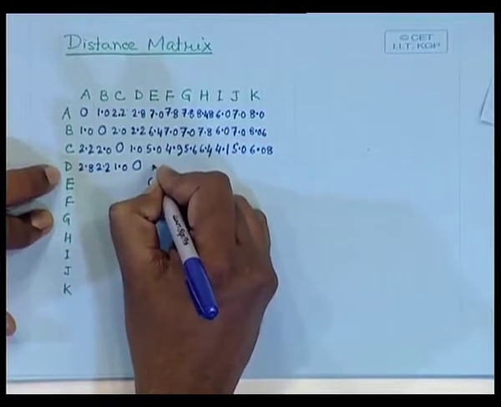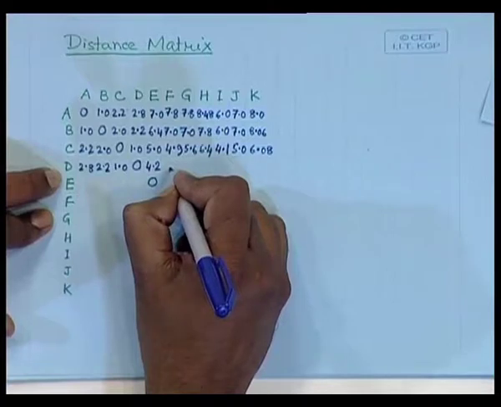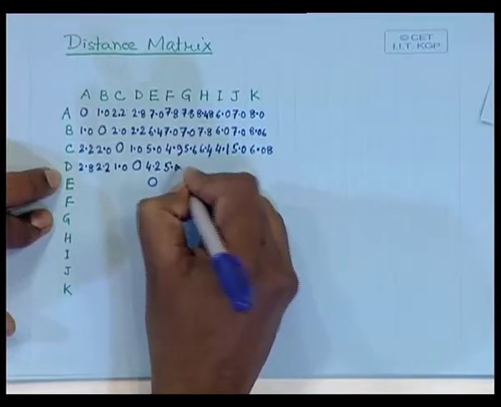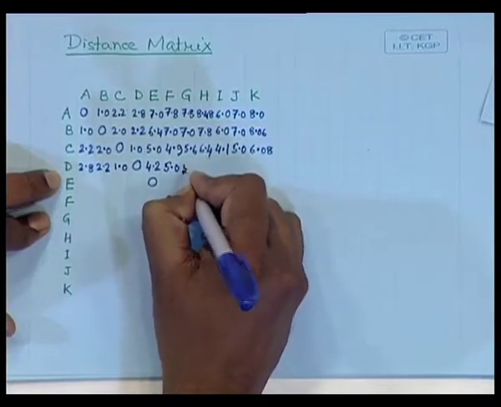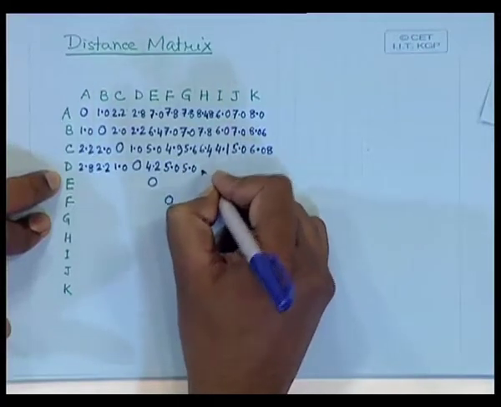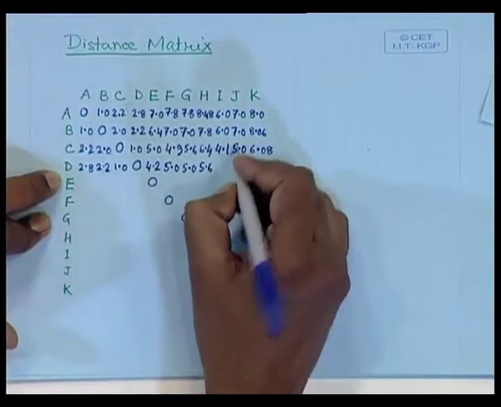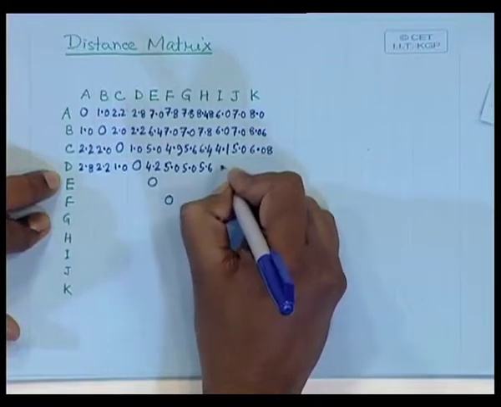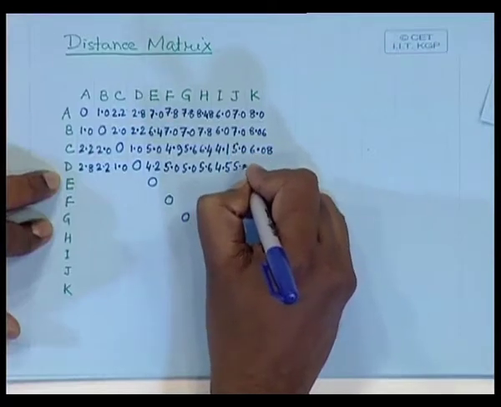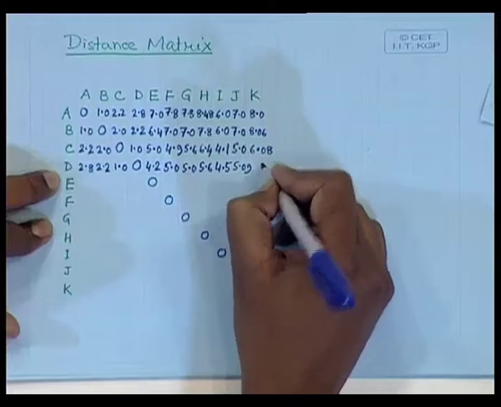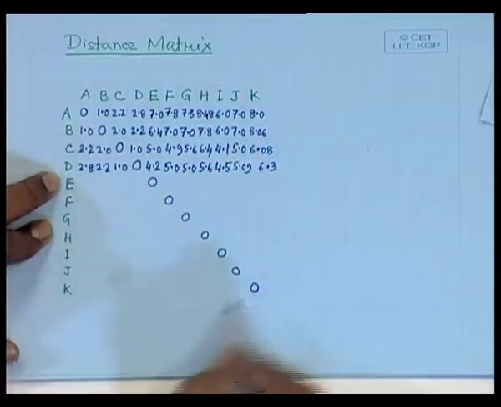then D and E, it is 4.2, D and F, this will be 5.0, then D and G, again it will be 5.0. Between D and H, the distance will be 5.6. Between D and I, the distance will be 4.47. So, let me write it as 4.5, then 5.09, and then the distance is 6.32. So, like this I can complete this distance matrix.